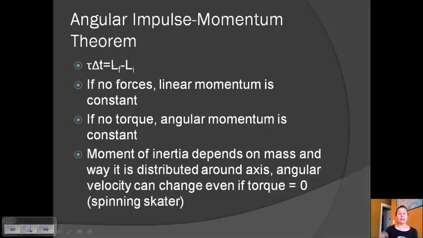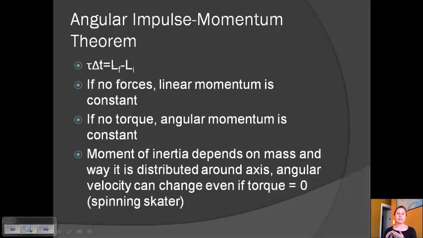However, our angular velocity can still change even if we don't have any torque. Our moment of inertia depends on mass and the way it's distributed around the axis. Unlike when we look at momentum linearly, where it's just mass times velocity, when we're looking at angular, our inertia does depend on mass and then the way it's distributed. It's because we have different equations for that based on how our mass is distributed around the axis. And what this means is that angular velocity can change even if the torque is 0.